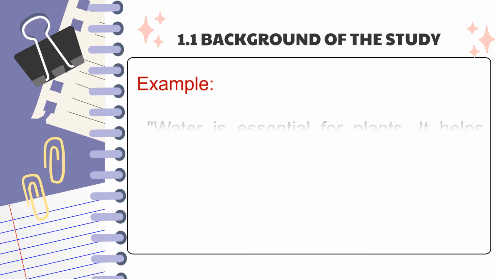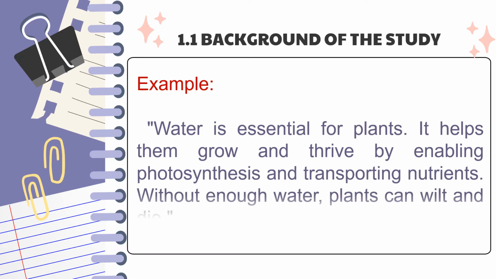Example: water is essential for plants. It helps them grow and thrive by enabling photosynthesis and transporting nutrients. Without enough water, plants can wilt and die. This background helps readers grasp the significance of the research topic and its implications in real-world scenarios.